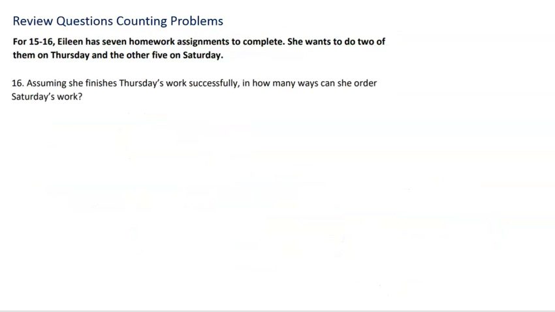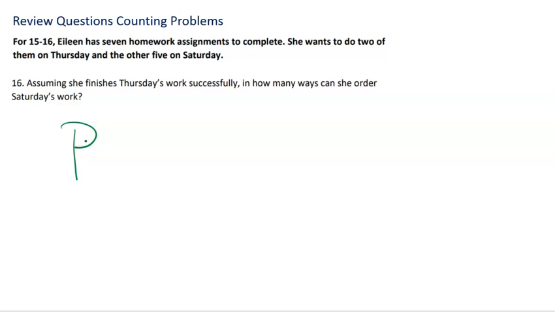Now for problem 16, we're assuming still Eileen has 7 assignments. She needs to complete 2 on Thursday and 5 on Saturday. So this is saying, assuming she finishes Thursday's work successfully, how many ways can she order Saturday's work? So we've already decided that we're not reusing, which means a permutation and combination applies, and that when you're creating an assignment list, the order you do it in does matter. So we're talking about a permutation in this case.